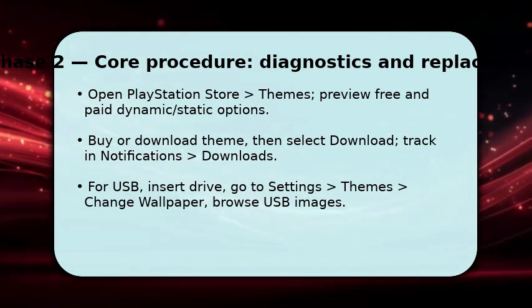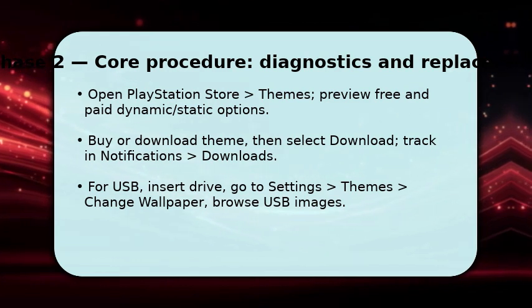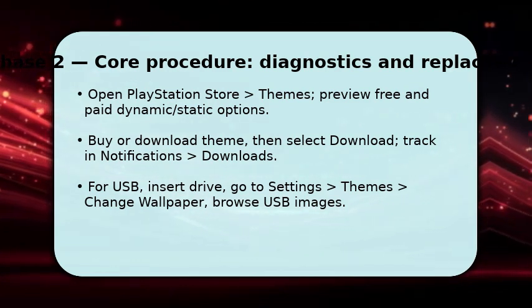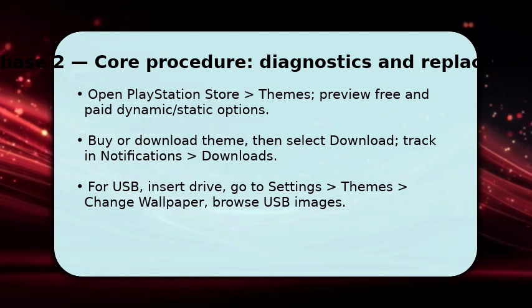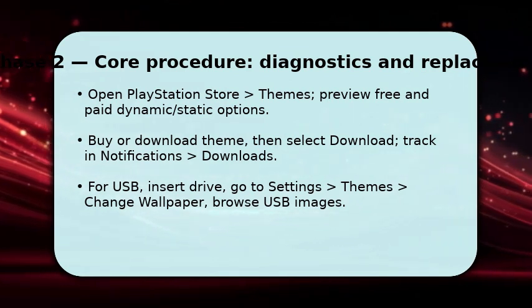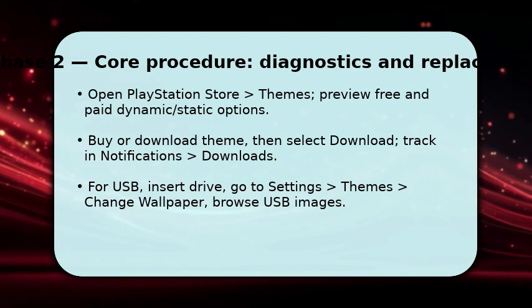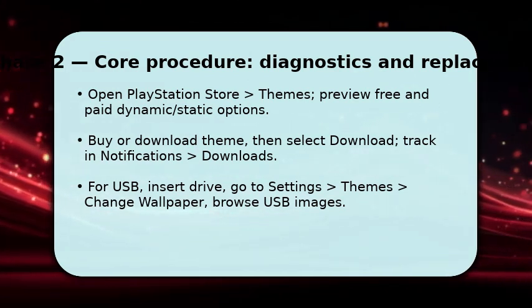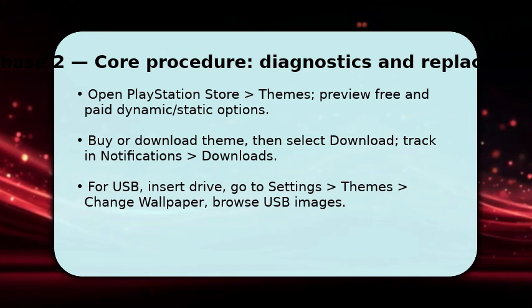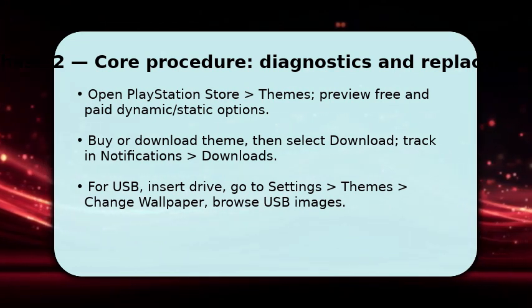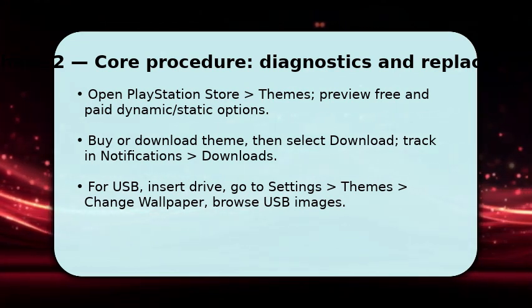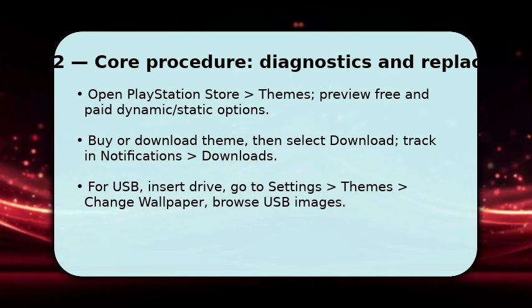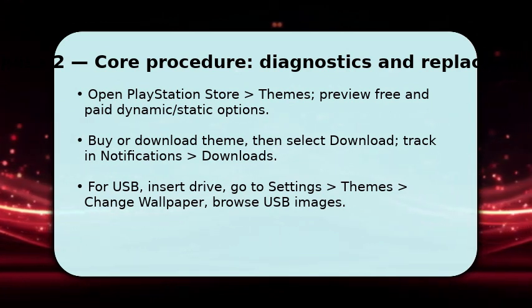Open store themes and preview dynamic or static options to see motion and accent color differences. After buying or downloading, monitor notifications and downloads so the file fully transfers. Interrupted downloads won't install. If using a USB, insert it and navigate Settings, Themes, Change Wallpaper, then browse the drive's images and pick one. These steps let you control both aesthetic and performance impact before applying.